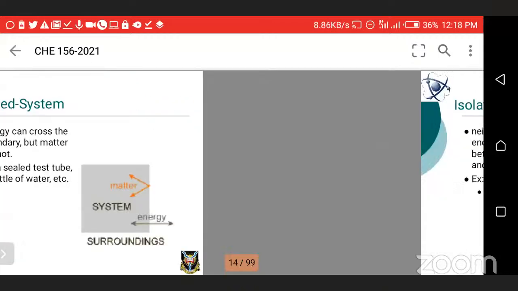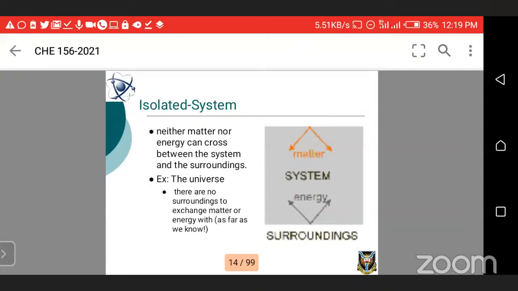Now you look at the third one, the isolated system. Both matter and energy cannot cross between the system and the surroundings. It is isolated. And that's why we said that, as an example, the universe, made of the surroundings and the system, is an isolated system. And in such an isolated system, the total energy of that system is constant. Please, you need to note that. There are no surroundings to exchange matter or energy with, as far as an isolated system is concerned.